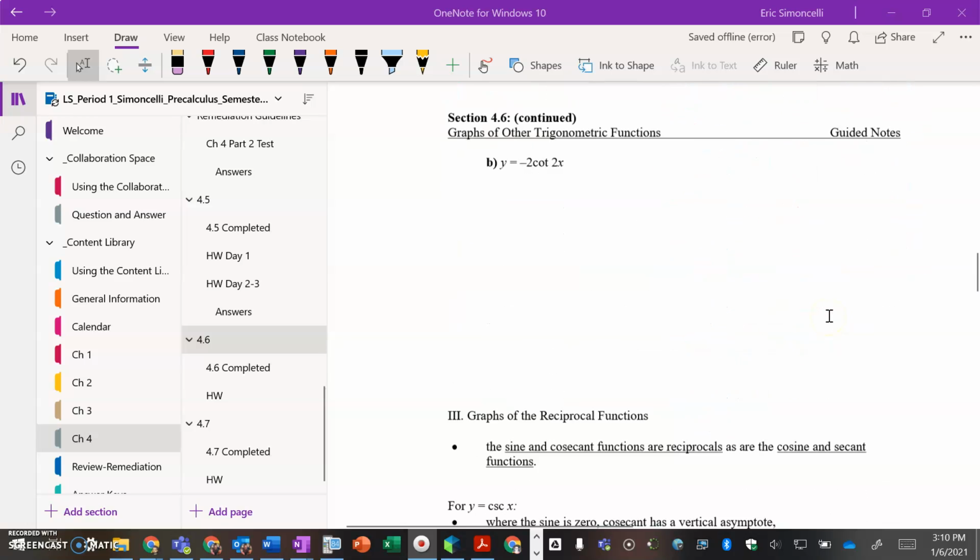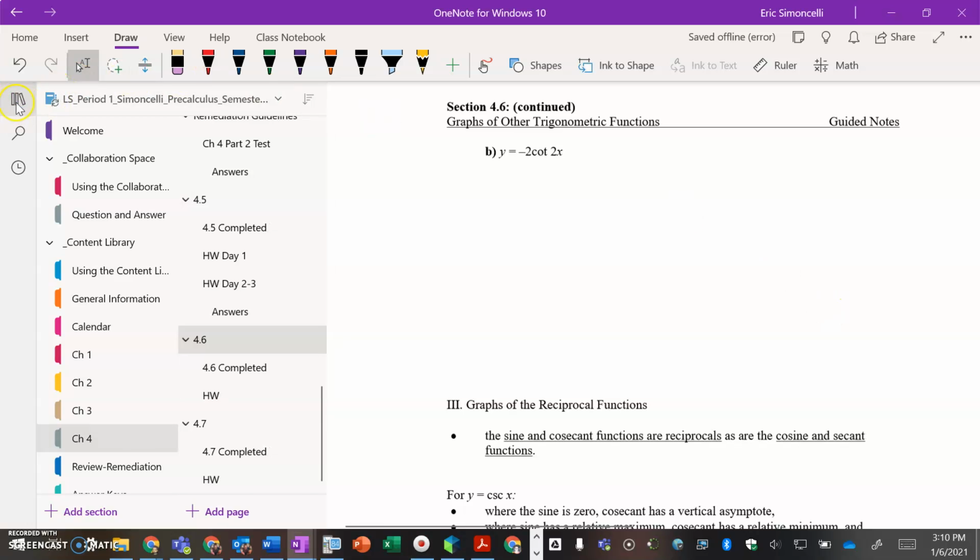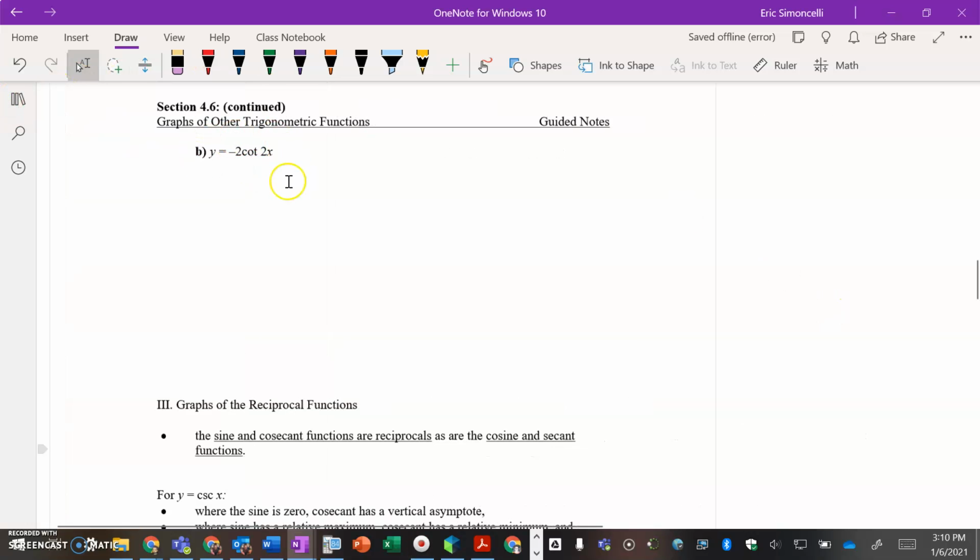So let's go ahead and take a look at the next graph, the equation of which is y equals -2 cotangent 2x. To kickstart this problem, we'll take a look at the a value, the absolute value of which is 2. So there will be a vertical stretch.